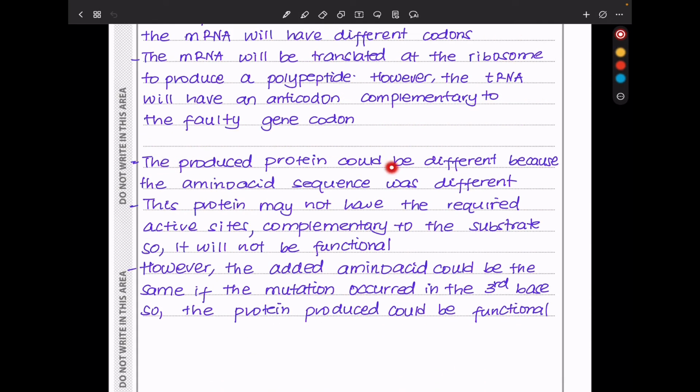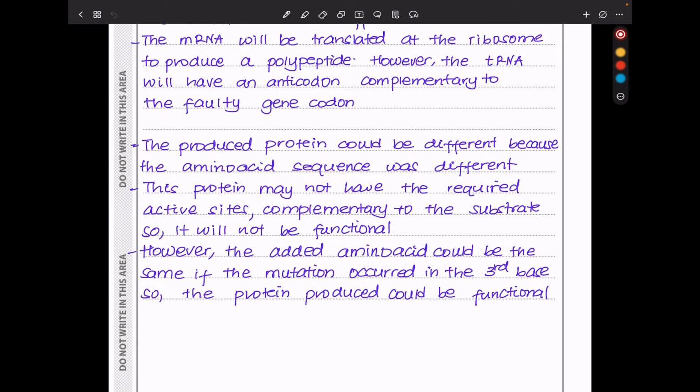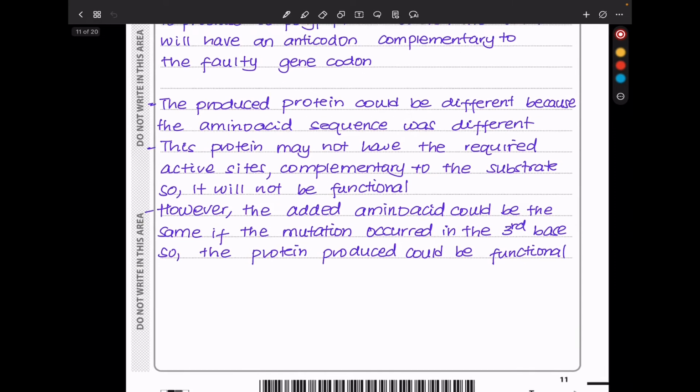So the produced protein could be different because the amino acid sequence is different, and so this protein may not have the required active sites complementary to the substrate, and so it will not be a functional protein. However, there is also a chance that the mutation will have no effect, because if the mutation occurred in the third base of the codon, then there is a chance that the amino acid that is going to be brought is going to be exactly the same. The produced protein could have the same active sites, have the same 3D structure, and therefore be functional.